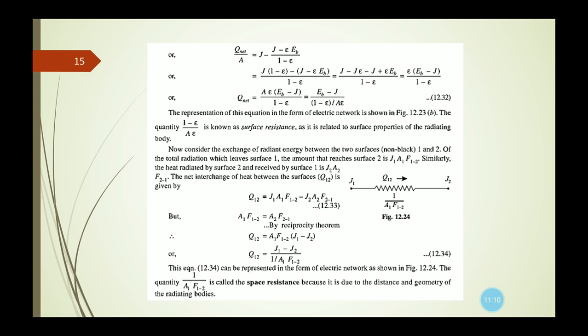Okay. So in this electrical network analogy, till now we have seen that two different resistances are useful: one is the surface resistance and the other is the space resistance. The surface resistance is related to the surface properties of the radiating body, and the space resistance is due to the distance and geometry of the radiating bodies. The formulas for these two resistances, surface resistance and space resistance, we need to remember to solve the numerical problems.